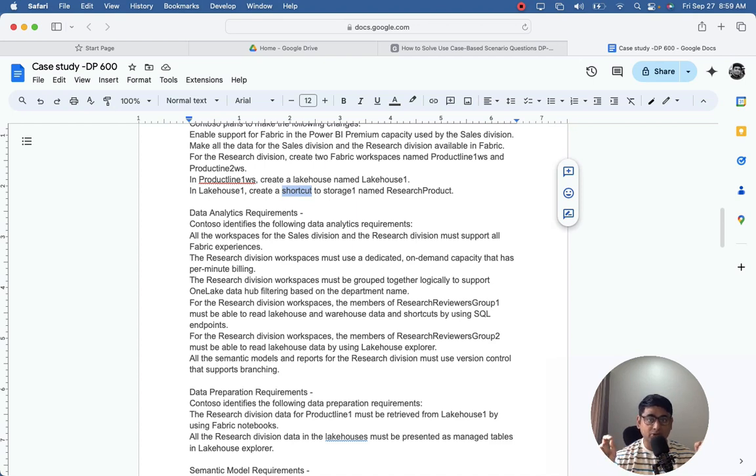And the shortcut. So these concepts should be very clear to you. Now for the research division workspace, the member of the research reviewer group 2 must be able to read Lakehouse data by using Lakehouse Explorer. How to read data using Lakehouse Explorer, you should be aware.